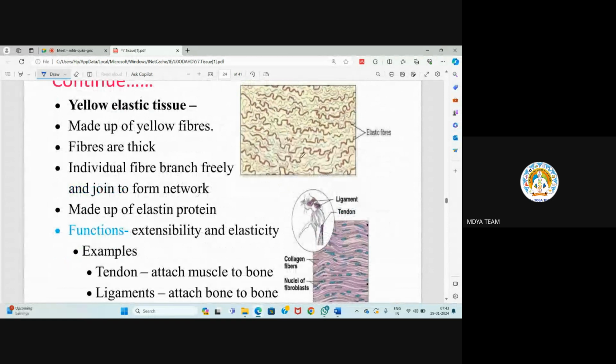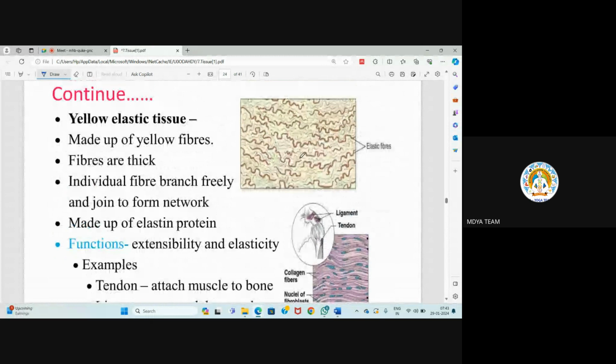You can see in this picture here, an individual fiber is being branched into different fibers, and they are also joining to different fibers. So a network is being formed, made up of elastin protein. Functions are extensibility and elasticity.